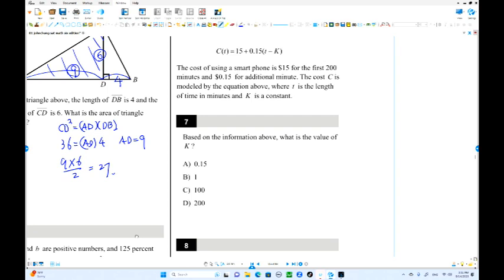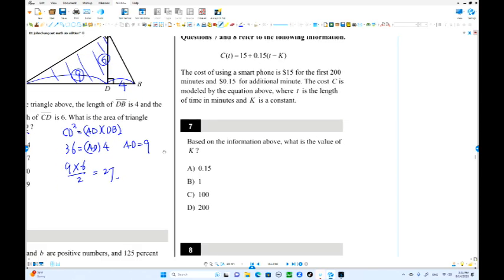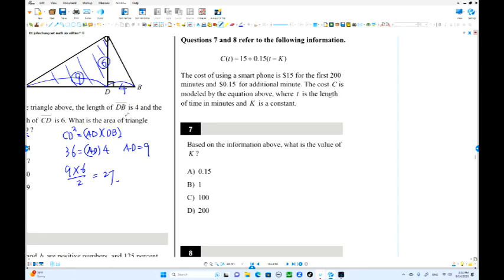Here we go, number 7. So we have some other equations. A smartphone plan is $15 for the first 200 minutes. Up to 200 minutes, that is $15. After that, every 1 additional minute, it's going to increase by $0.15. That is the slope, right?